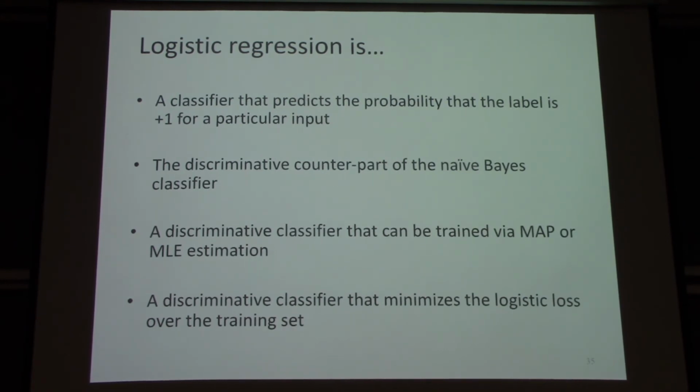It's a classifier that predicts the probability that the label is 1. It's a discriminative counterpart of the naive Bayes classifier. It's a discriminative classifier that can be trained using maximum likelihood or maximum a posteriori estimation. And it is exactly the same thing to say that the logistic regression classifier is a linear classifier that can be trained by minimizing the regularized or not logistic loss over the training set.